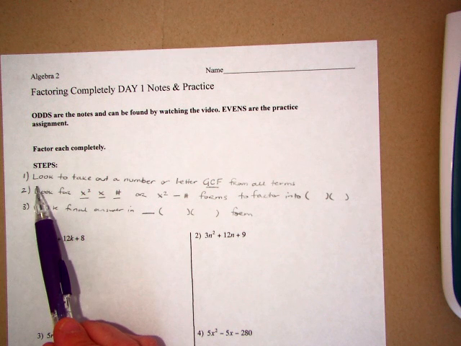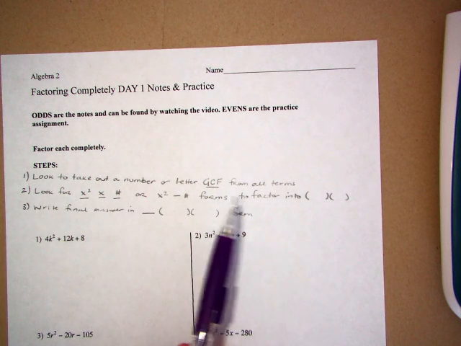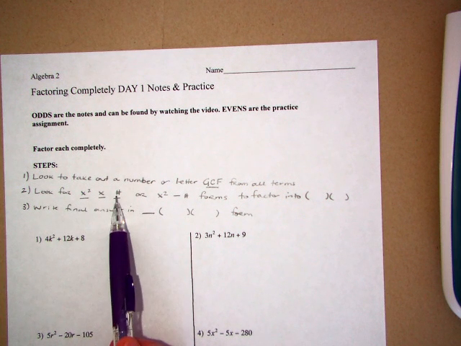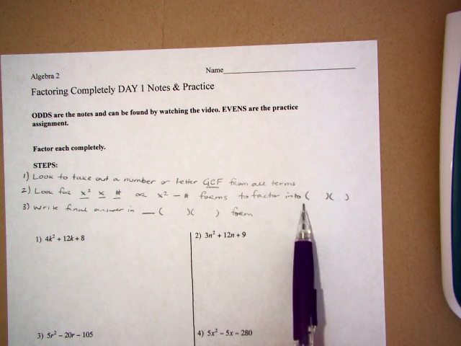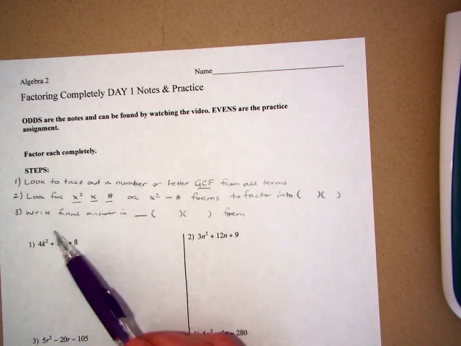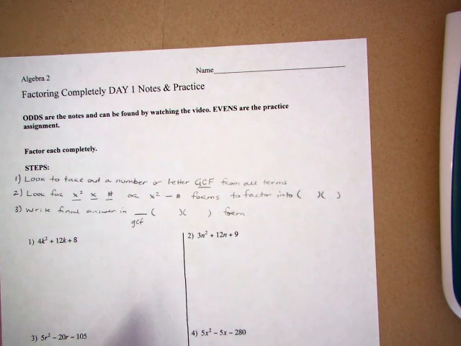So the first thing we're going to do, and you need to write this into your notes, is to take out a number or letter GCF from all terms. Look for x squared, x, and number form of what's left, or x squared minus a number, which we will then factor into the parentheses. Then we're going to write our final answer with the greatest common factor out front, and then the two parentheses that we factored second. So this is a multi-step problem that's going to require you to do 2 lines of work at the very least.